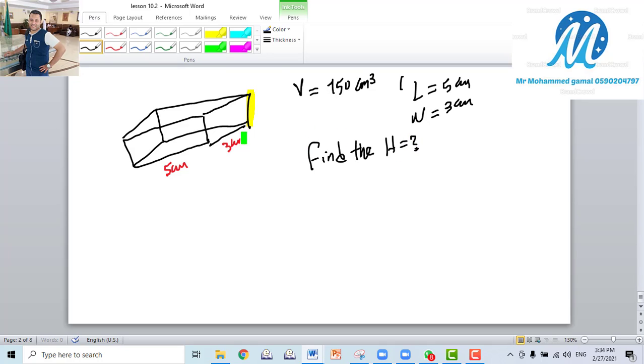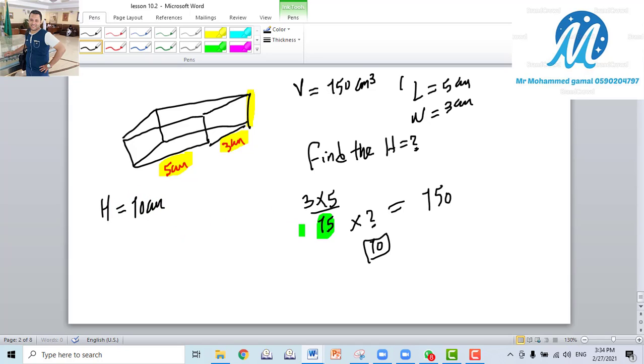To get the height, I will ask myself a question. When I multiply 3 by 5, what should I get? 3 by 5 is going to be 15. Now ask yourself, this 15 multiplied by what height gives you the 150, which is the volume? The answer is yes, 10. So my height is going to be 10 centimeters.